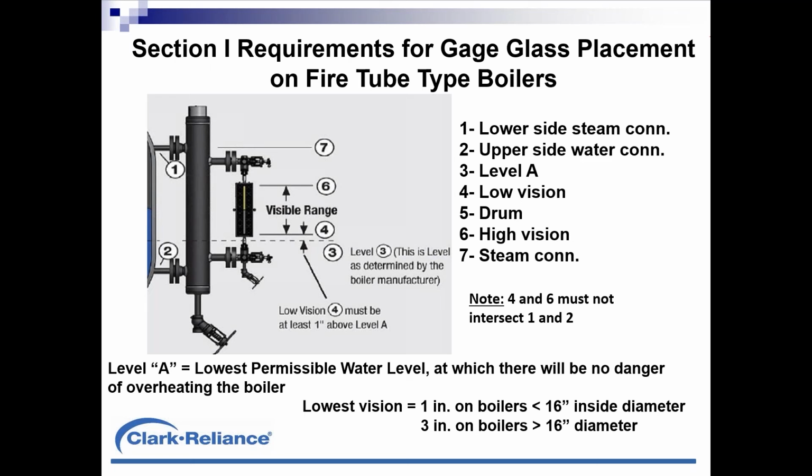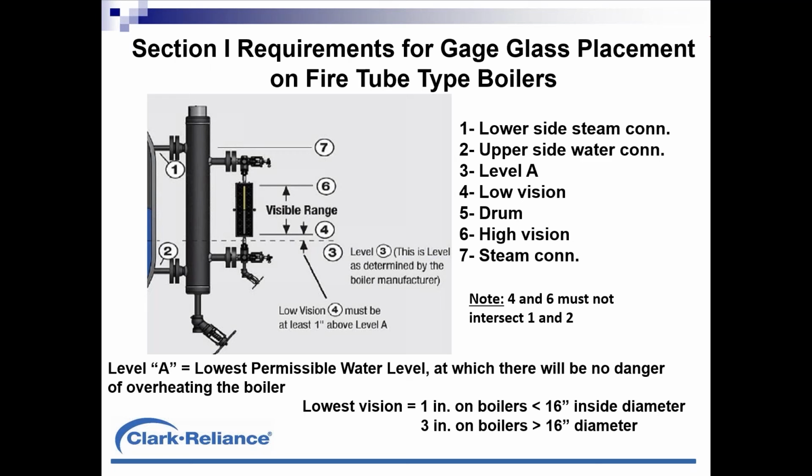In addition, elevation at level 6 should never go any higher than level 1, which is the low side exterior of the steam pipe exiting the vessel. Level 4 cannot be any lower than elevation 2, which is the high side of the water pipe exiting the vessel. In addition to those 2 rules, there is a low vision requirement that's determined by the boiler manufacturer.